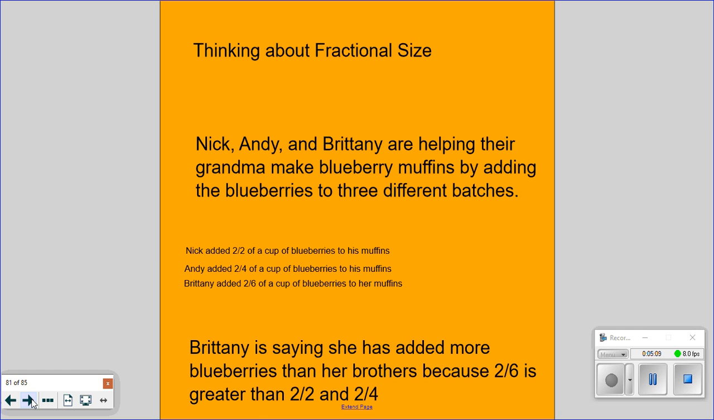So let's look at what Brittany is saying. Brittany said she has added more blueberries than her brothers because 2/6 is greater than 2 halves and 2 fourths. What are your thoughts about what Brittany is saying?